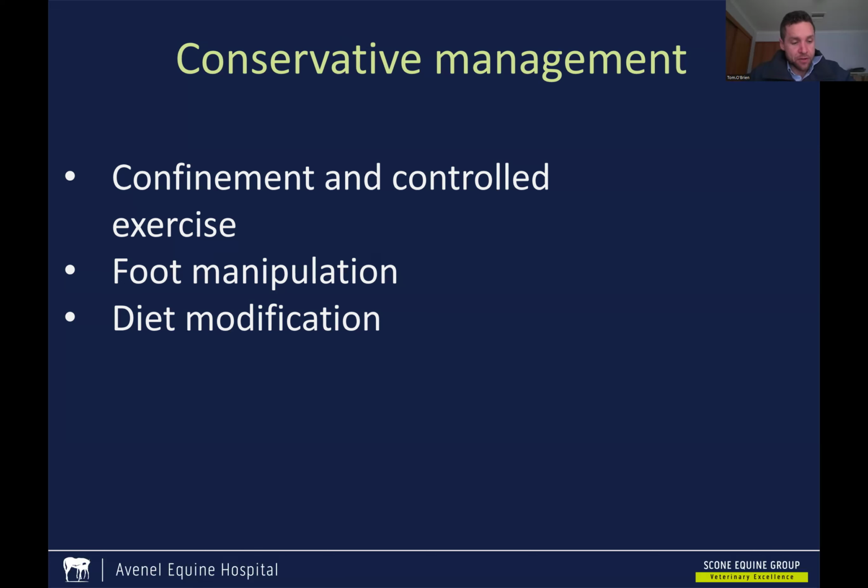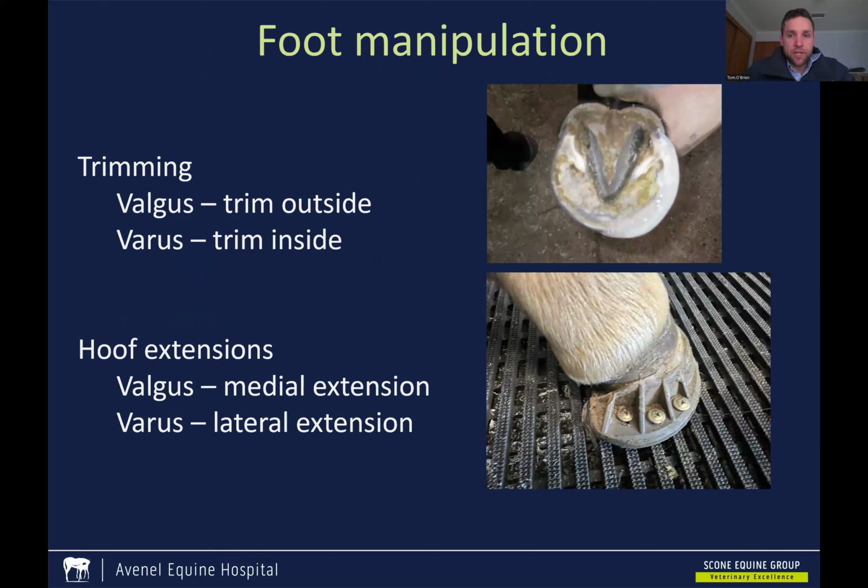And then diet modification. Diet modification revolves around maybe restricting caloric intake for a period of time to reduce excessive weight gain, because we know that during rapid growth periods, it can actually exacerbate the angular limb deformity. And so foot manipulation. We have two ways to go about this. We can trim the foot and we can apply hoof extensions.